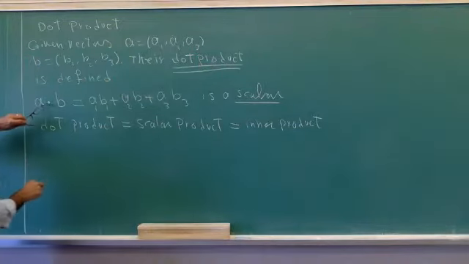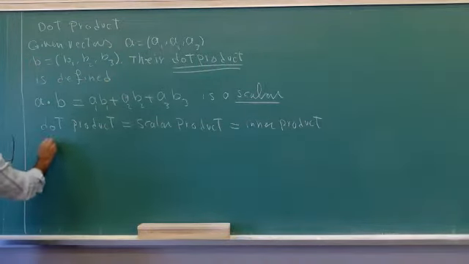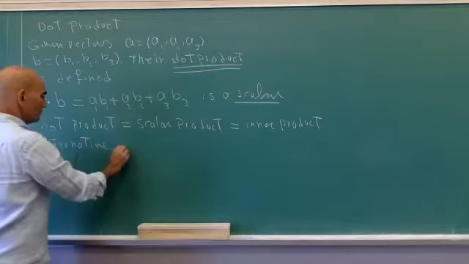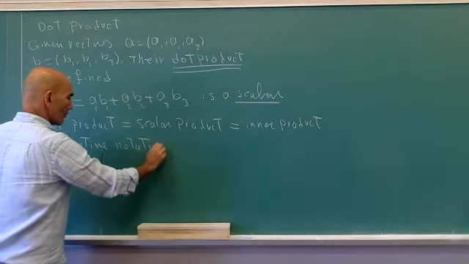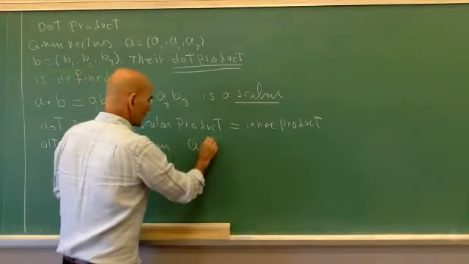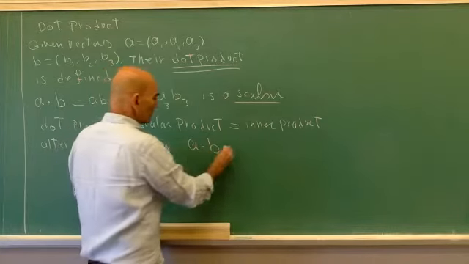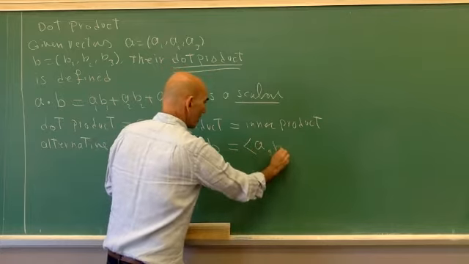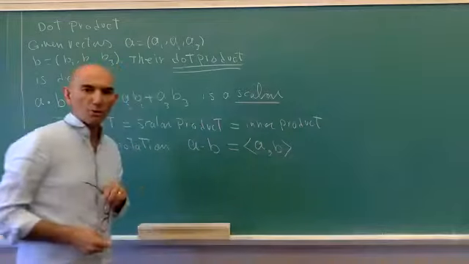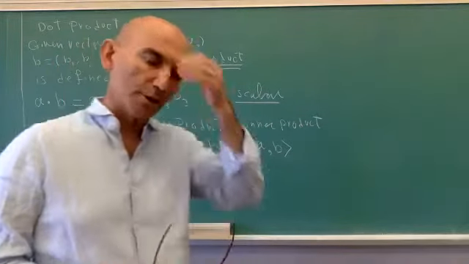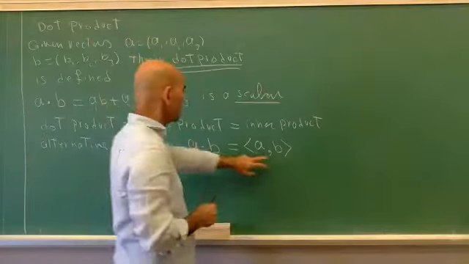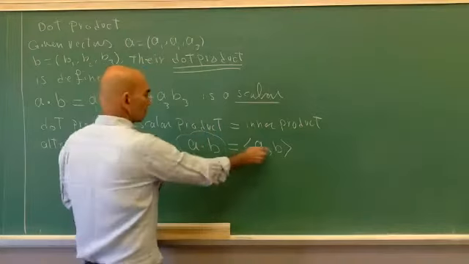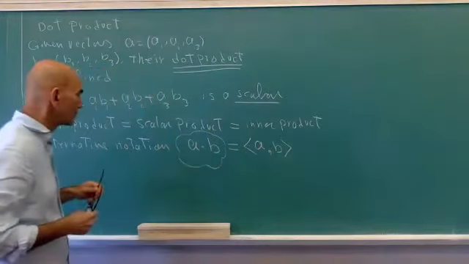Notation-wise, there is also an alternative notation in use. I'm not sure if we use it in this course, but it's good to know. Sometimes, actually most of the time in mathematics and physics, this is written as bracket A, comma B. This notation is also very much in use. It's called inner product or scalar product. Anyhow, we use just dot products, I believe, in this course. But just be aware that this is also in use.